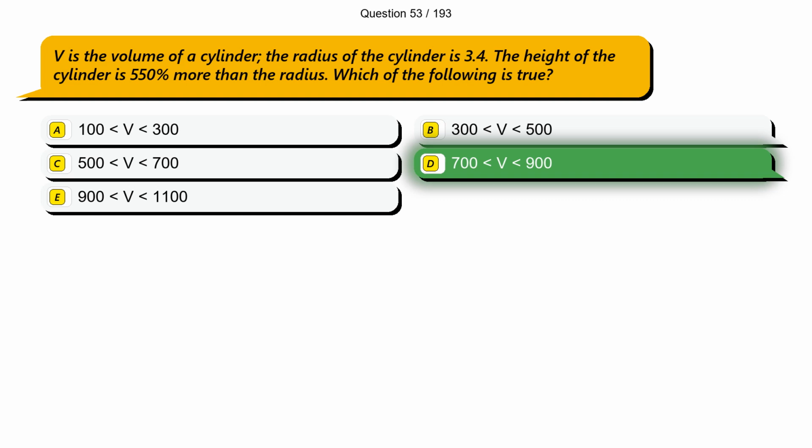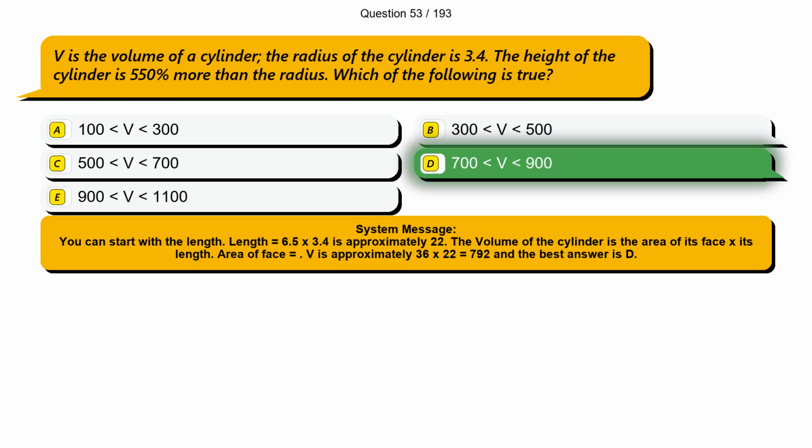The correct answer is option D, 700 < V < 900. You can start with the length. Length equals 6.5 x 3.4, which is approximately 22. The volume of the cylinder is the area of its face x its length. Area of face is approximately 36, x 22 equals 792, and the best answer is D.